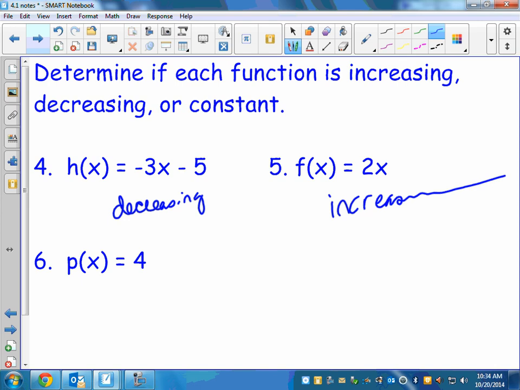What about number 6? Daniel. Because it's one number. Has 0 slope, right? You could think of this as like 0x plus 4. There's no slope there. Constant. On a whole homework quiz of that tomorrow, right?